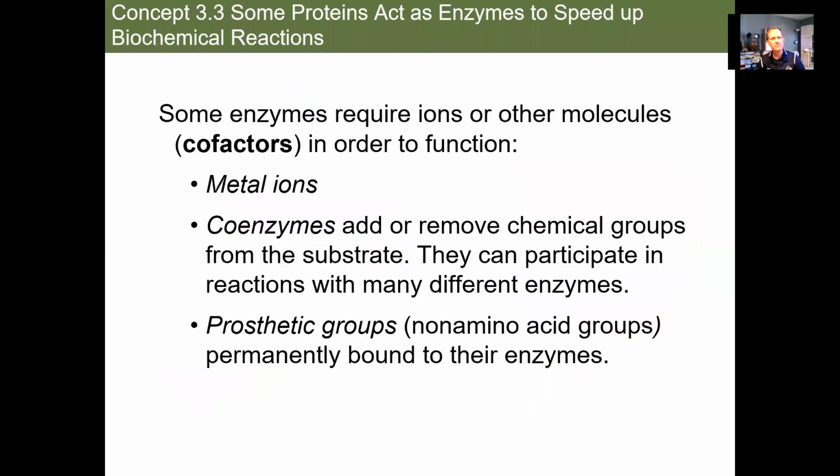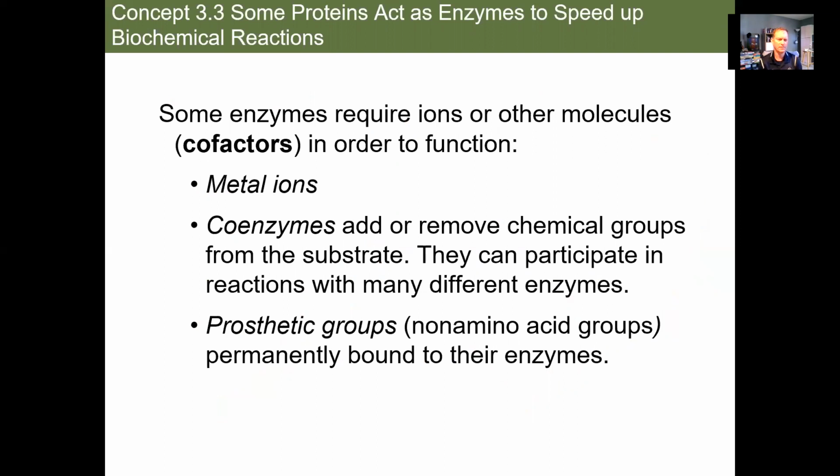All right. That's it. Some enzymes require other ions or other things bound to them in order to function. And that's going to open the door for us to talk about a very, very important process called allosteric regulation. Let's just get this out of the way first, though. So those things that are going to be bound to enzymes are cofactors.